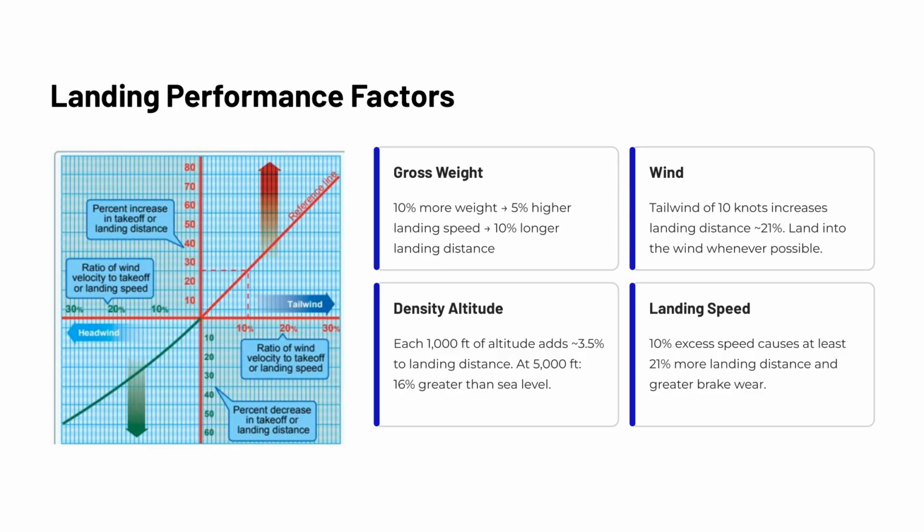Wind is another major factor. A tailwind of just 10 knots can increase your landing distance by approximately 21%. That's a significant penalty, and it's why you should always land into the wind whenever conditions and traffic allow.